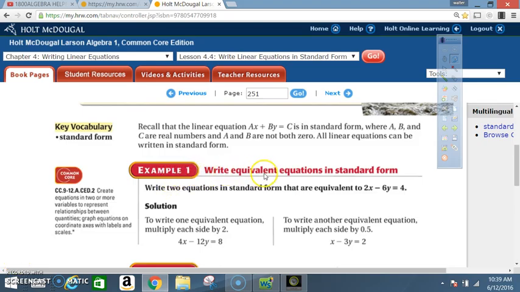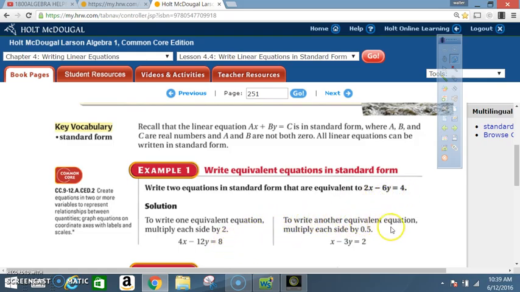Example 1. Write equivalent equations in standard form. Write two equations in standard form that are equivalent to 2x minus 6y is equal to 4. Solution. To write one equivalent equation, multiply each side by 2. So, you're going to multiply the entire equation on this side and that side by 2. So, 2 times 2x is 4x. 2 times a negative 6y is a negative 12y. And 2 times 4 is 8.